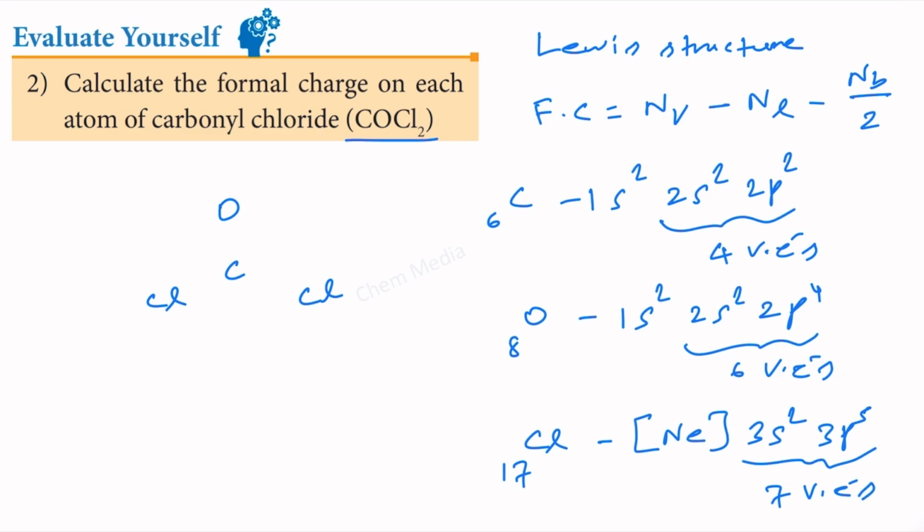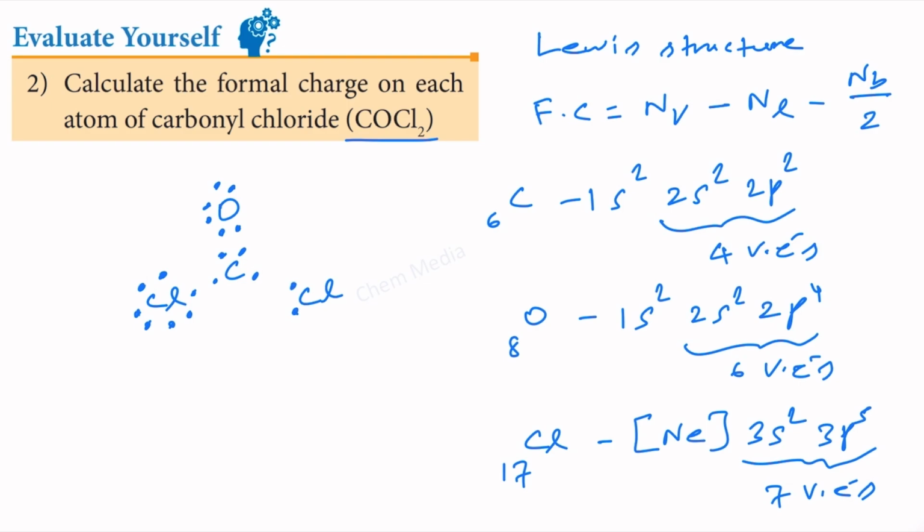Now, let's place the valence electrons around each atom. We have 4 valence electrons for carbon. Therefore, let's place the valence electrons around carbon. Let's place the 6 valence electrons around oxygen, 1, 2, 3 as 3 lone pairs. And then let's put the 7 valence electrons of chlorine on both sides. 1, 2, 3, 4, 5, 6, 7.